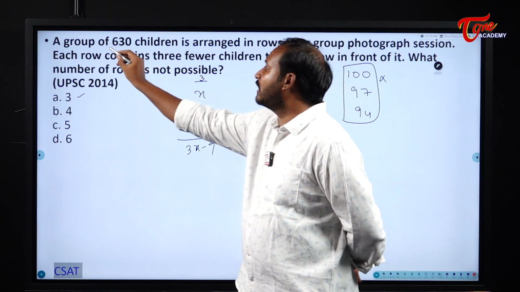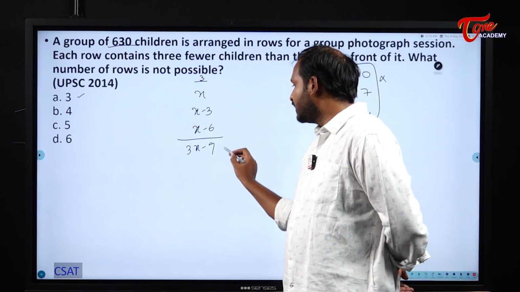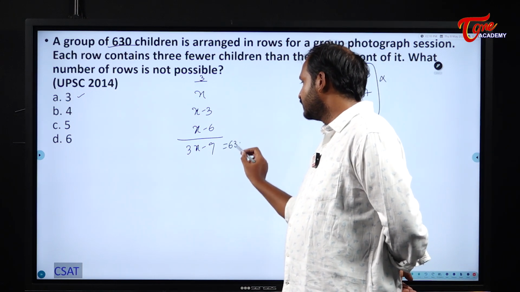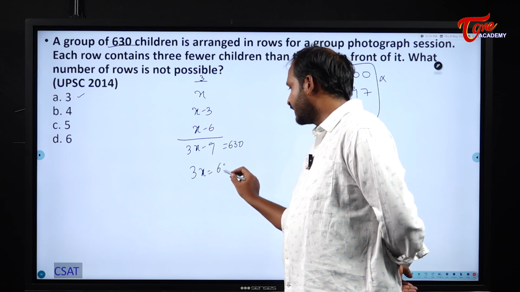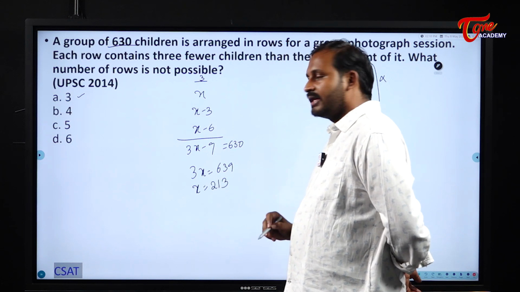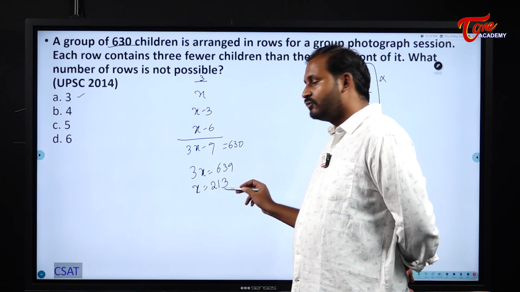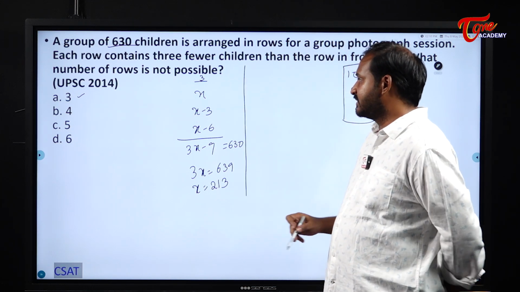This should be equal to what? 630. Why? Because a total of 630 children are there, right? Okay. 3x minus 9 is equal to 630. Then it becomes 3x is equal to 639. The x value will become what for me? 213. There is a possibility, right? That means 213, 210 and 207. Yes, there is a possibility. Okay, 3 persons is fine.